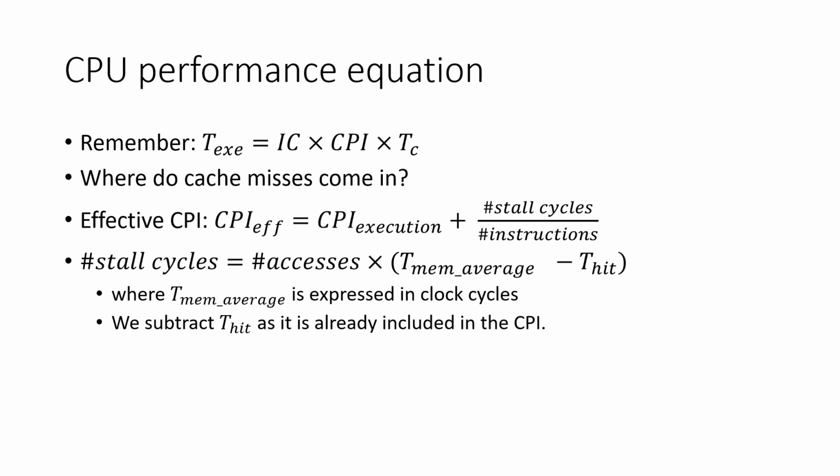How does cache performance come into play with the CPU performance equation? If every memory access is a cache hit and the hit time is 1 clock cycle, then no modification is needed. But to take cache misses into account, we need to calculate a new effective CPI, where the number of stalled cycles per instruction caused by cache misses needs to be added. The number of stalled cycles due to memory accesses can be calculated as the total number of accesses times the average memory access time expressed in clock cycles.